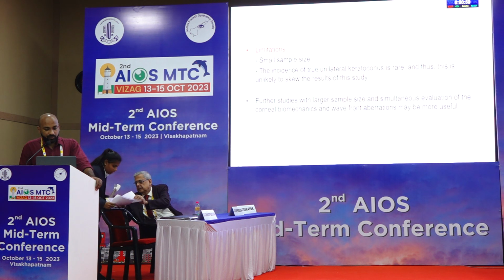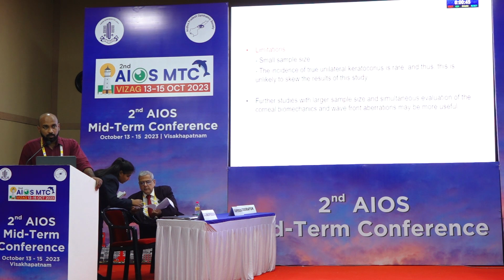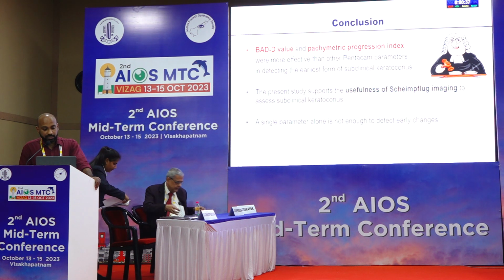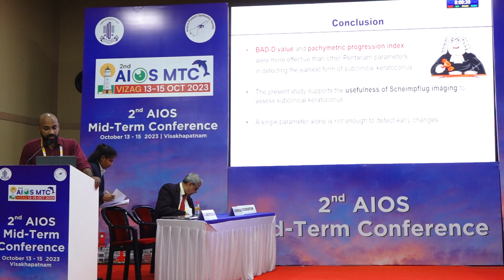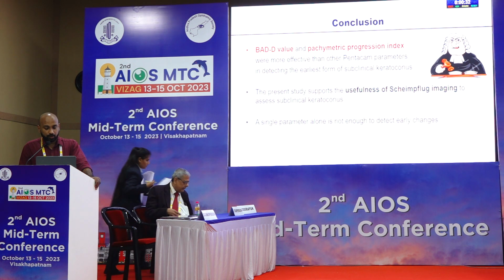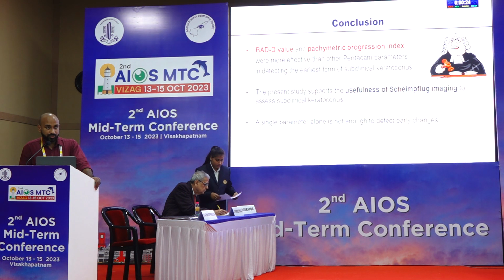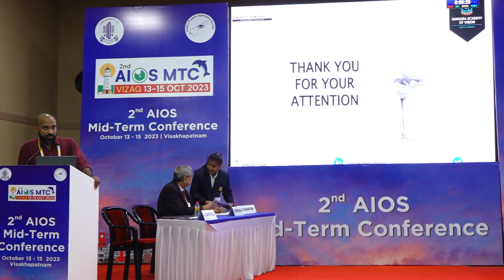However, further studies with a larger sample size and simultaneous evaluation of corneal biomechanics and wavefront aberrations may be more useful. To conclude, the D value and pachymetric progression index were more effective than other Pentacam parameters in detecting the earliest form of subclinical keratoconus. The present study supports the usefulness of Pentacam. However, a single parameter alone is not enough to detect early changes. We need a combination of data. Thank you for your kind attention.